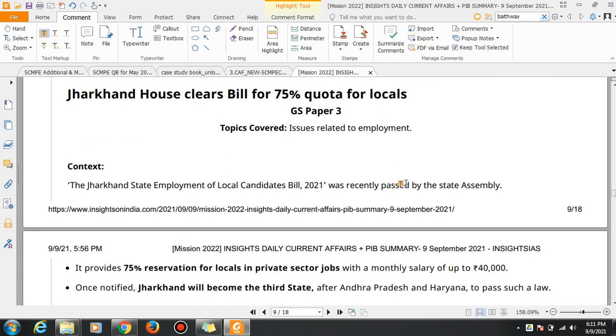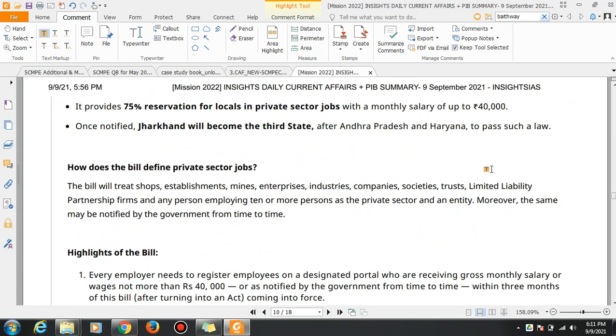Jharkhand House clears the bill for the 75% quota for the locals. The Jharkhand State Employment of the Local Candidate Bill 2021 was recently passed by the State Assembly. It provides a 75% reservation for the locals in private sector jobs, the same as in Haryana, for a monthly salary of up to 40,000. Jharkhand will become the third state after Andhra and Haryana to pass such a law.